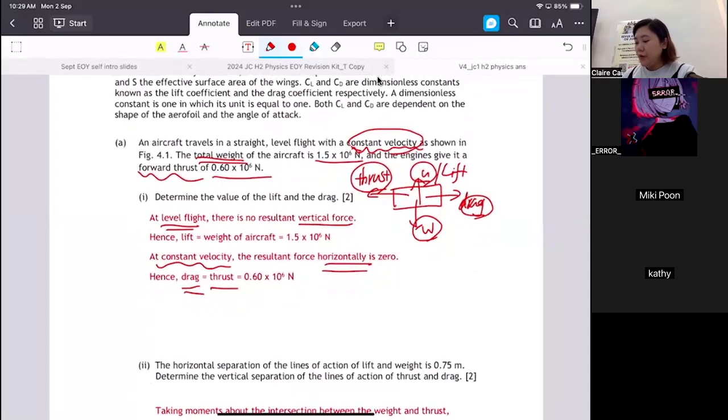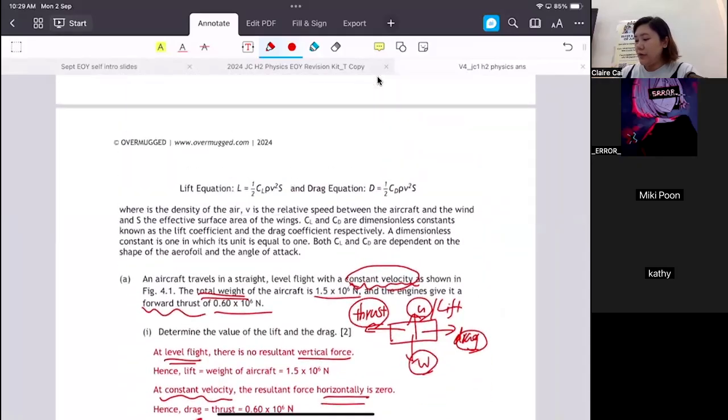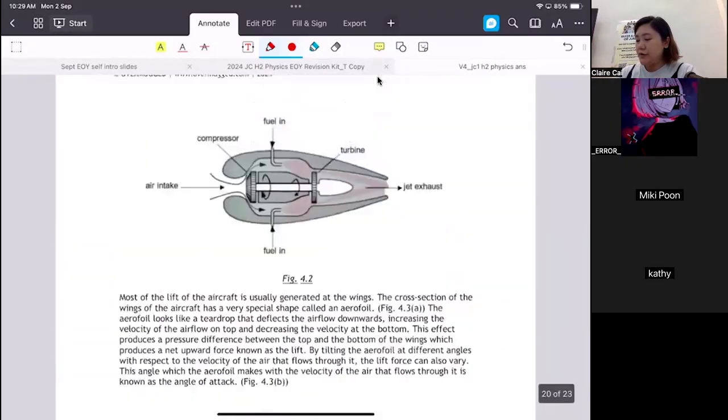Then for part 2, the horizontal separation of the line of action of the lift and the weight is 0.75 meter. Determine the vertical separation of the line of action of the thrust and the drag. So this is the sketch that I have just now. If I want to draw it out a little bit more, or if you're not very sure, we can refer to the drawing. So if they show us the forces.